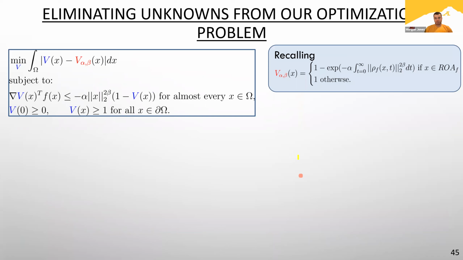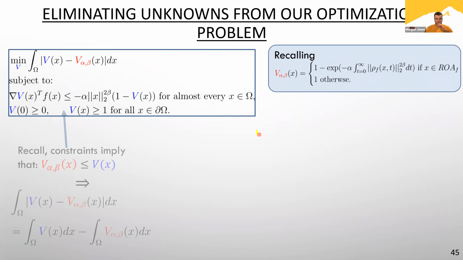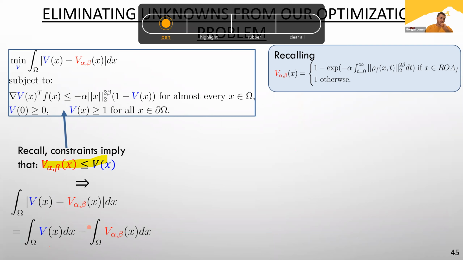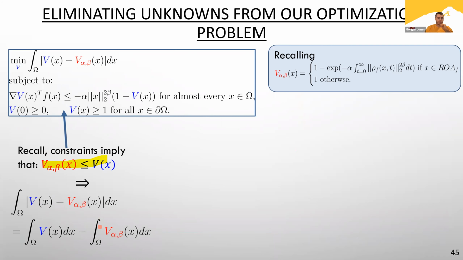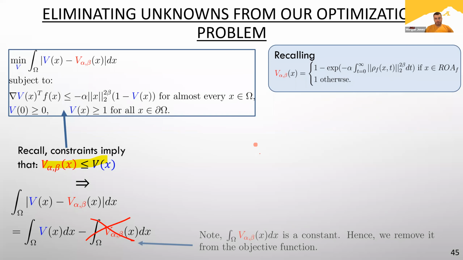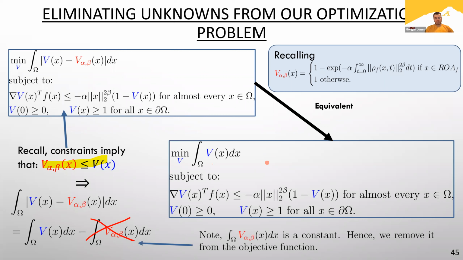So here's our optimization problem again and our converse Lyapunov function. And from the previous slide, feasible V are uniformly greater or equal to the converse Lyapunov function. If we use this fact, we can evaluate the objective function into the form of two components, and the second component is just a constant, so we can eliminate it from the objective. And we form an equivalent optimization problem that's now linear in the decision variable V and involves no unknowns.